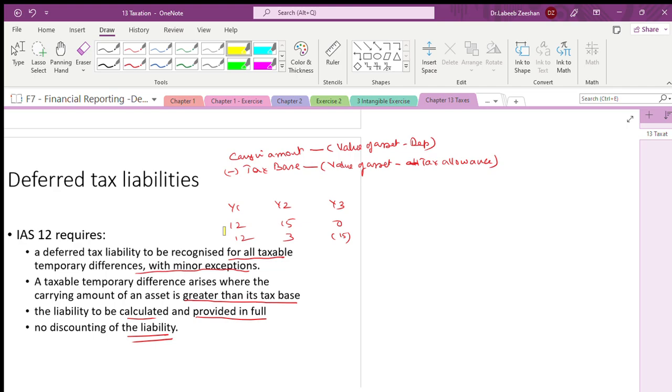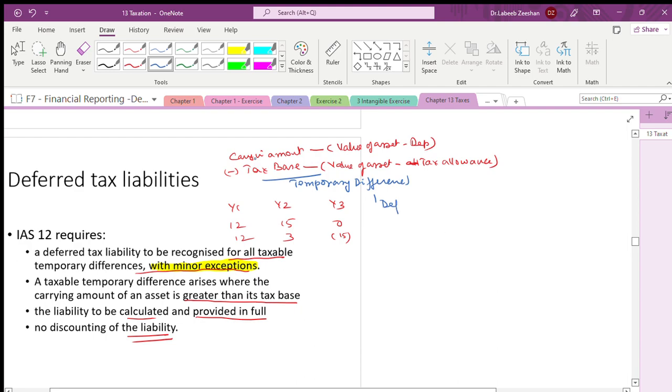They say that there are some minor exceptions. We will cover these minor exceptions. They will mention them in the example. What are the exceptions we have to take? Is it right? Now you understand what the carrying amount is, what the tax base is, and what the temporary difference is. If you take this into consideration, what will happen? This is going to be a temporary difference. On this temporary difference, you will have the deferred tax.